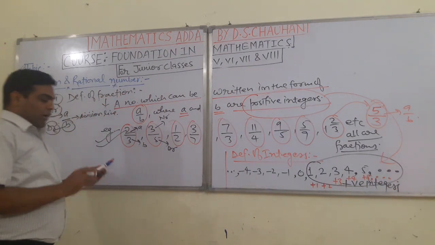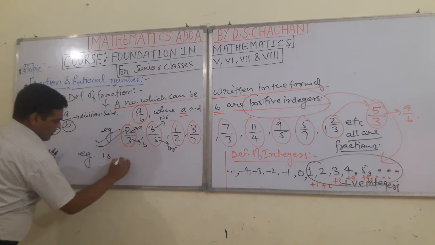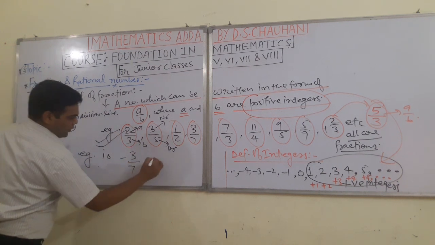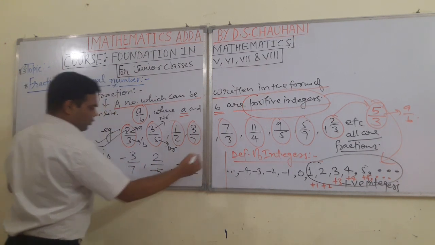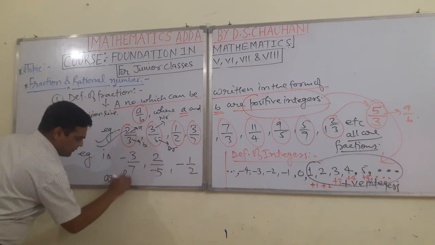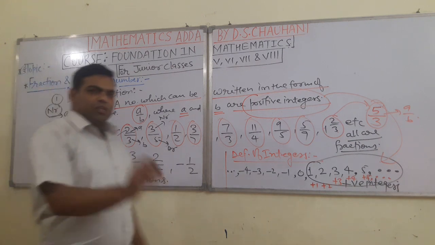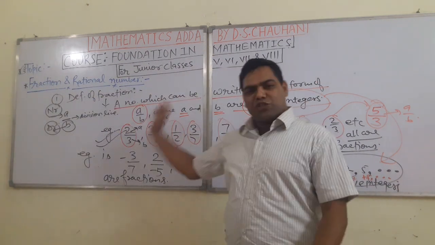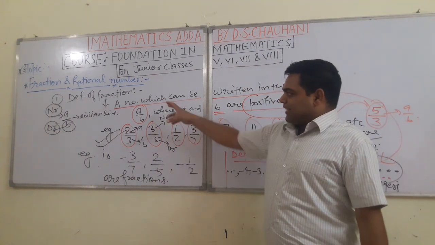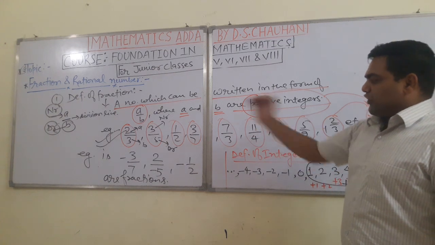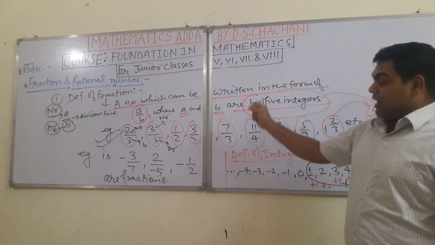Well, students, if someone asks you, what about this? Are minus 3 upon 7, 2 upon minus 5, minus 1 upon 2 fractions? The big question here in front of you. Most of the time I have observed that students understand that these are also fractions, but really, if you go by the definition of fractions, make sure to yourself whether these can be fractions. Your answer must be no.